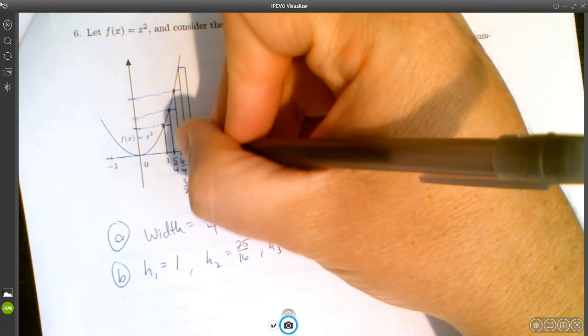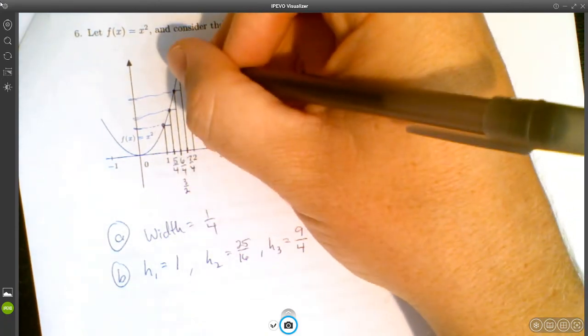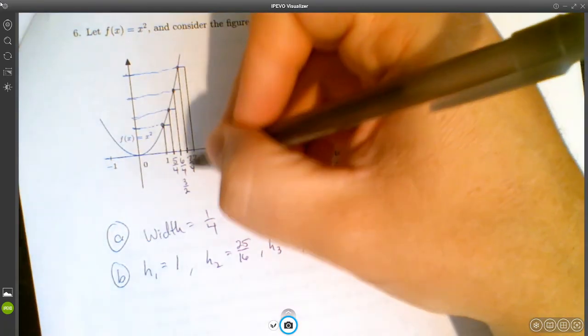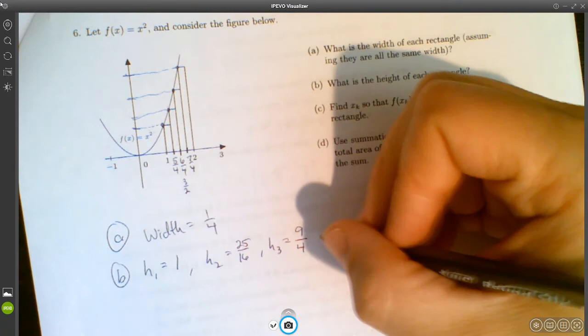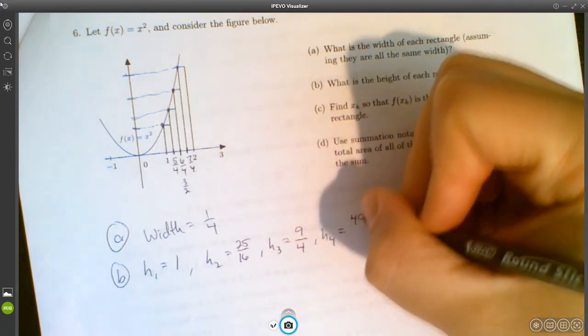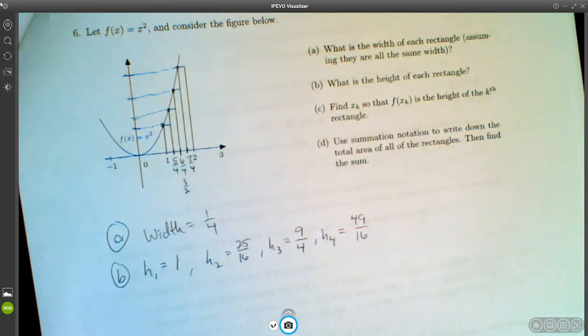And finally, the height of the fourth rectangle, this should be 7/4, right? So it's whatever that function value is. Well, the function value is going to be 7/4 squared. So that's 49/16. So h4 is 49/16. Okay.